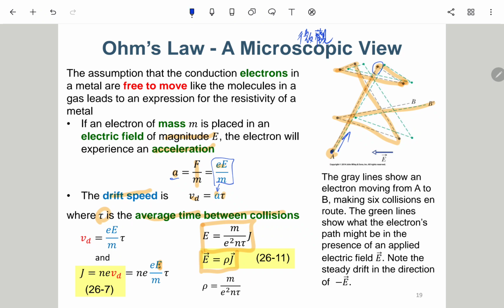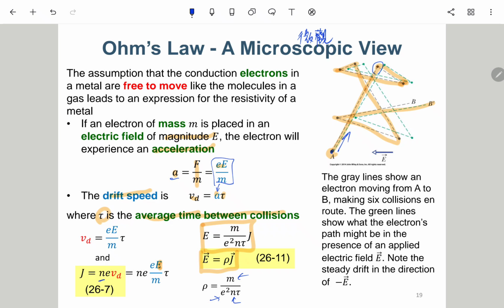Here m is the mass of an electron, which is a fixed value, a constant, 9.11 times 10 to the negative 31 kilograms. And e is the elementary charge, 1.6 times 10 to the negative 19. And then this is n. What is n?